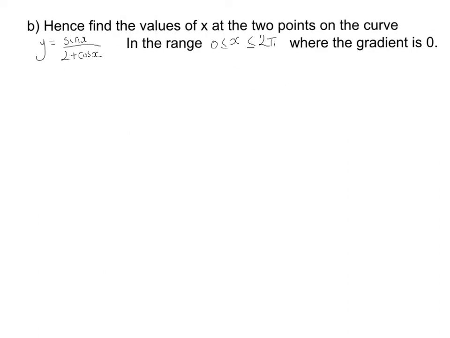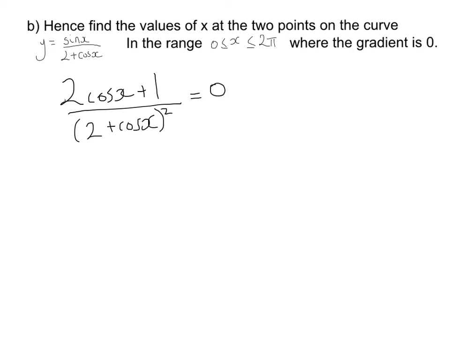Okay, for part B, hence we're meant to use what we had previously. We're meant to find the values of x at the 2 points on the curve from part A, in this range where the gradient is 0. So if the gradient is 0, we know our derivative is 0, which means from part A we have that 2 cos x plus 1 all over 2 plus cos x squared equals 0.